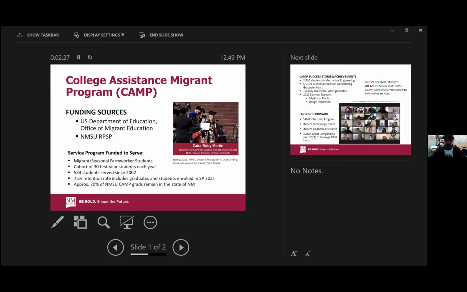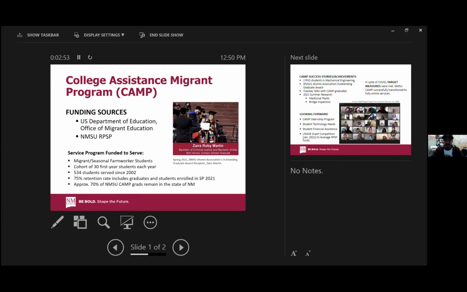As the recruiter for the program, I help identify and assist students to be admitted into the university and into the program. As a recruiter, I help students through the application process. If anybody knows of a family that is a migrant or seasonal farm worker, please let them know that I'm here to help them in that process to enter the university.